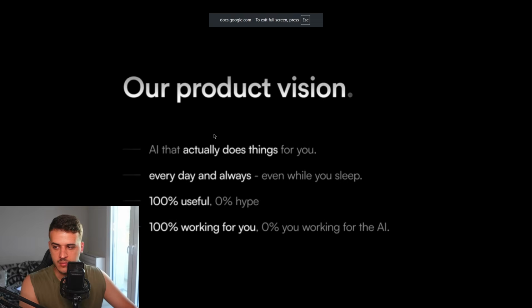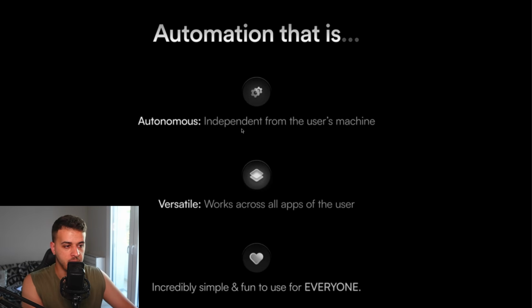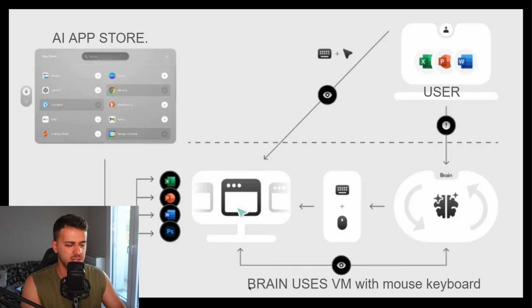Also, I have created a very small presentation for you guys just to see some more details about this amazing new technology. So this is an AI that actually does things for you. What they wanted to do is that you use it every day and always, and they want to be useful. They don't want to create hype. And I think they have completely done that. And about automation, they want to be independent of the user's machine. So this runs on cloud. Because it does that, it can work with all types of applications that some user can have. And it has to be very simple and fun. As you've seen, it's just a text box right now. So this is the architecture.